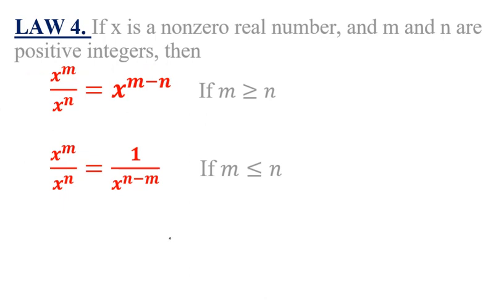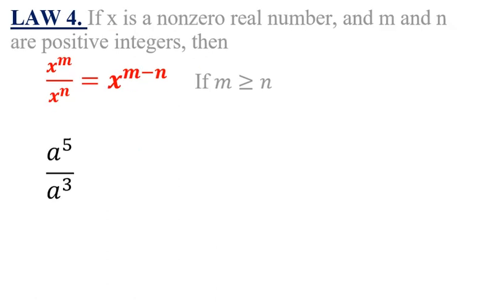Fourth law: if x is a non-zero real number and m and n are positive integers, then, sa may dalawa, una, x raised to m over x raised to n is equal to x raised to m minus n if m is greater than or equal to n. So, kapag mas malaki yung exponent ng numerator kaysa sa denominator, pag-minusin lang natin. Pero kapag mas maliit yung exponent ng numerator kaysa sa denominator, so magiging 1 over x raised to n minus m yan. So, let's have an example.